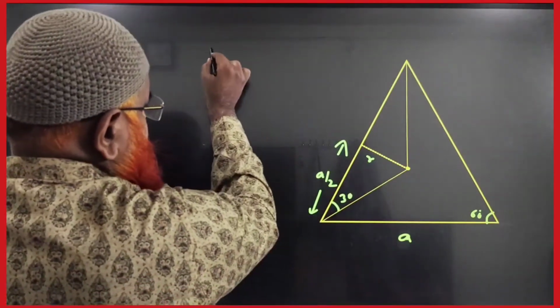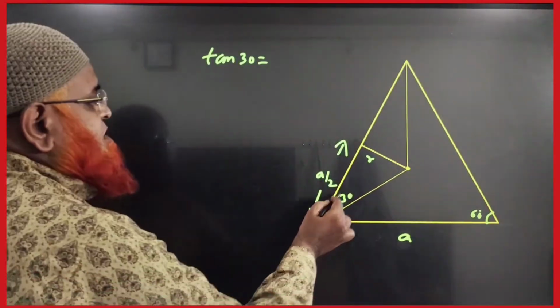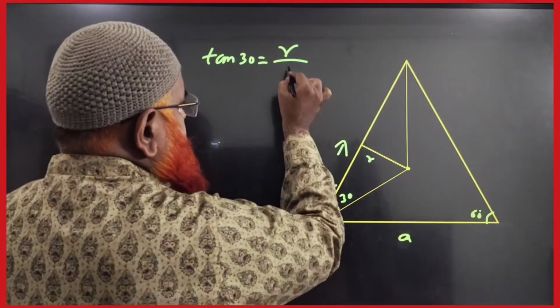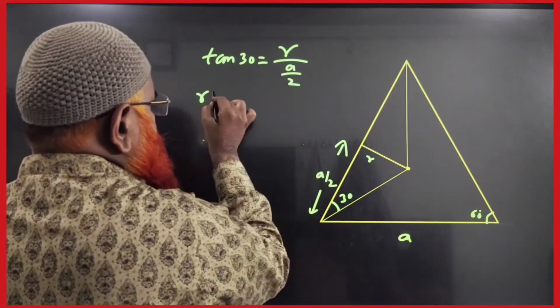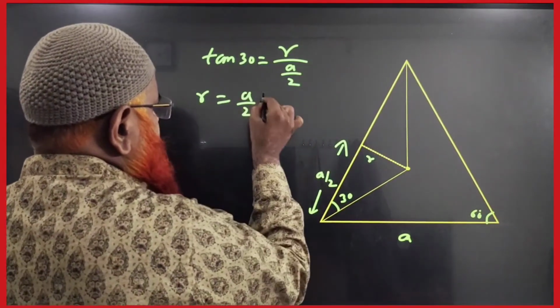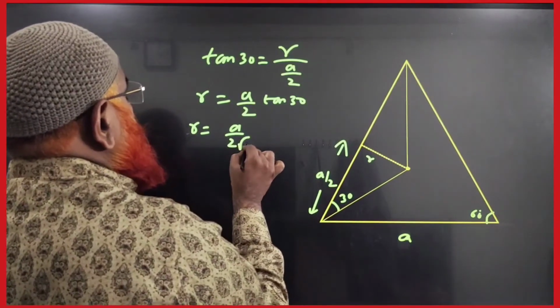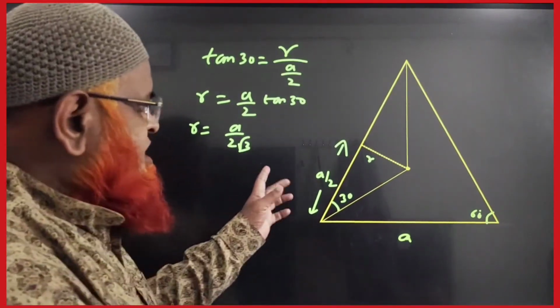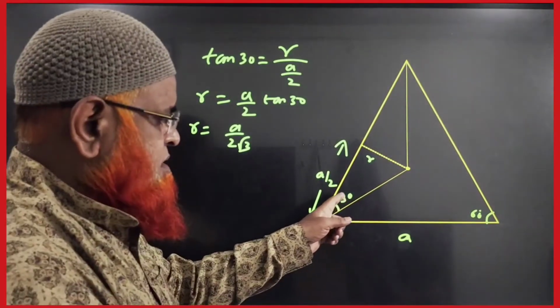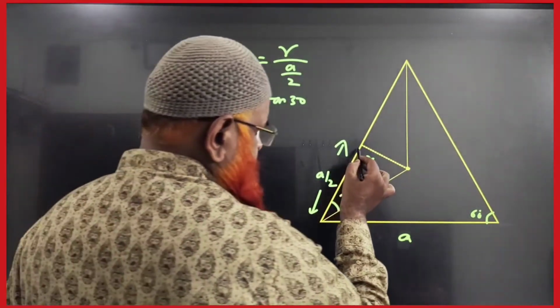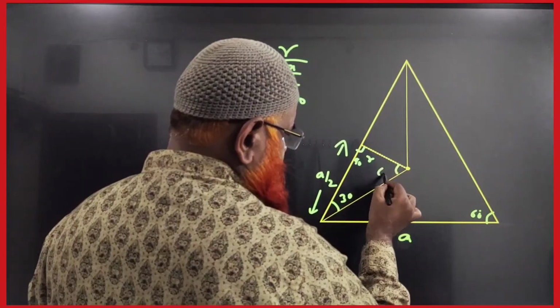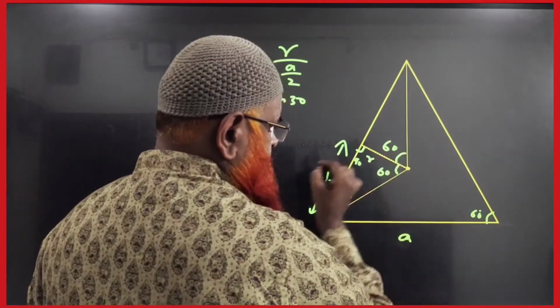So can I take this as tan 30? Tan 30 means opposite side r by adjacent side a by 2. So r is equal to a by 2 tan 30, and tan 30 is 1 by root 3. So r is nothing but a by 2 root 3. So this is 30, this is 90, which means this is also 60. Understood?